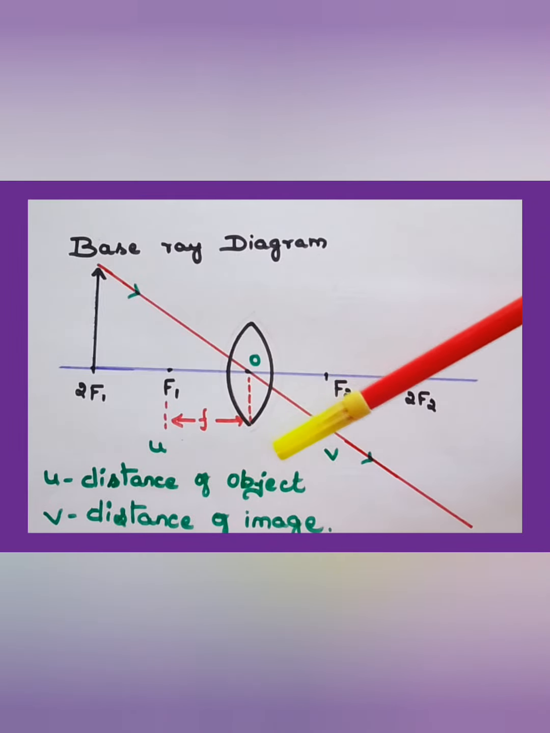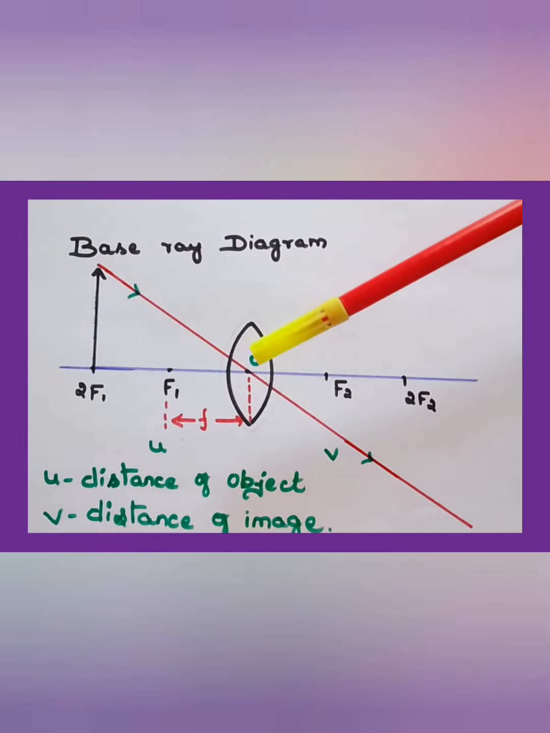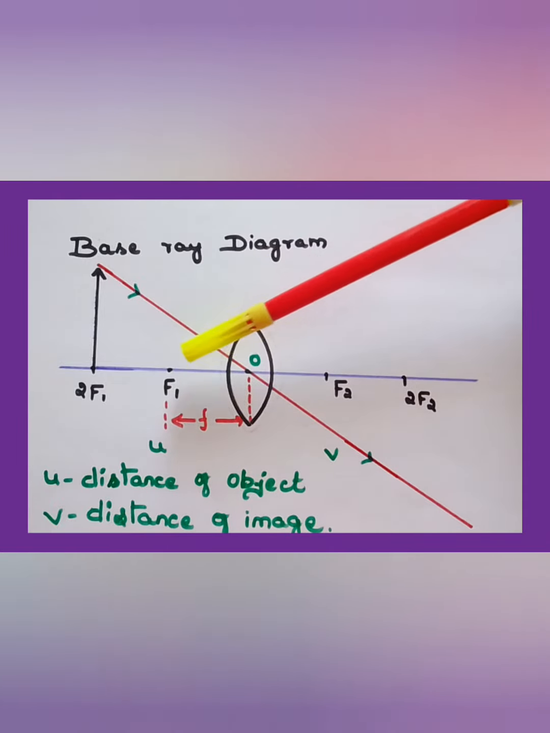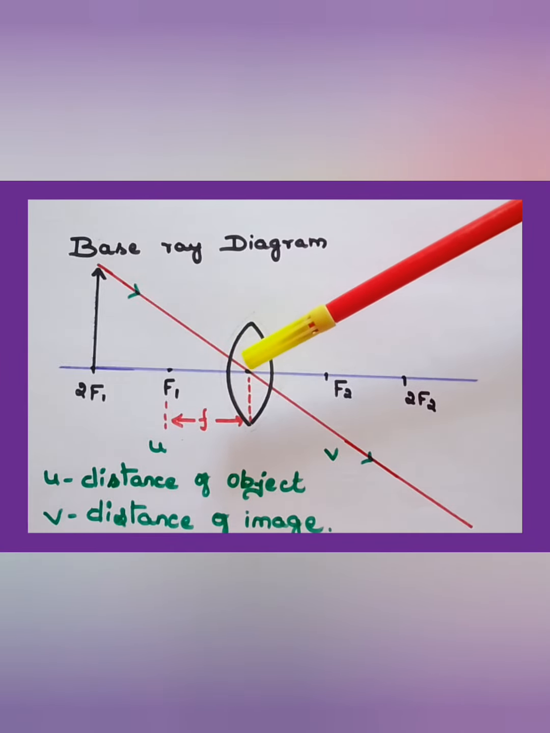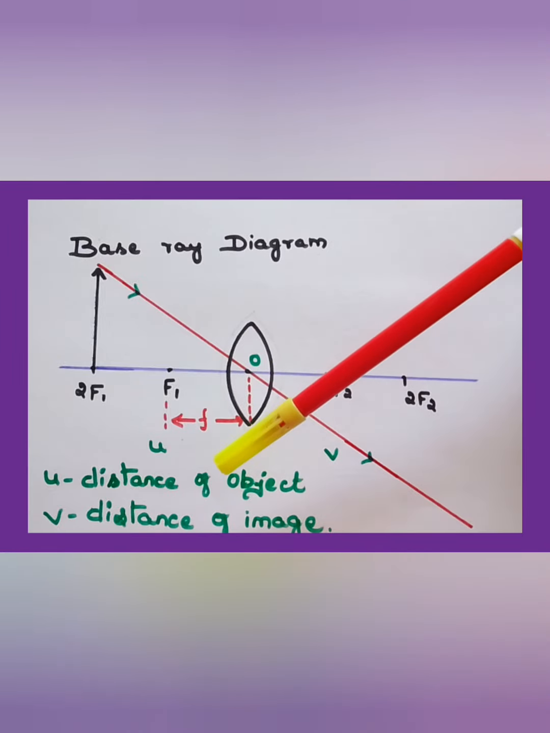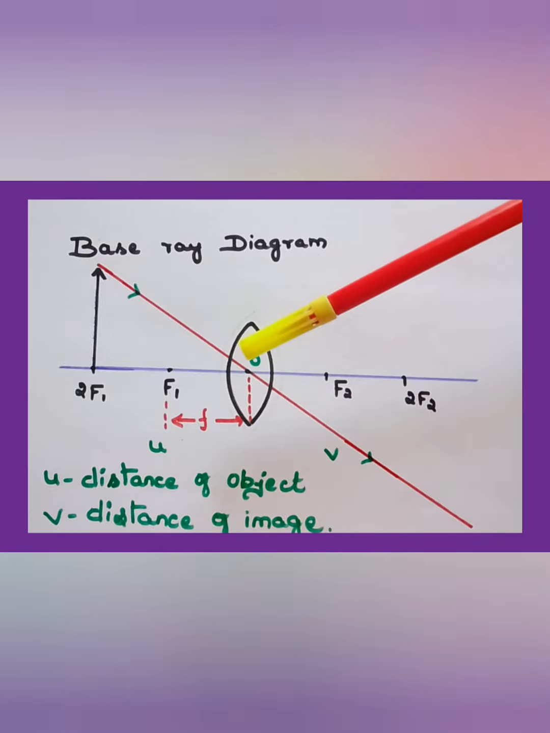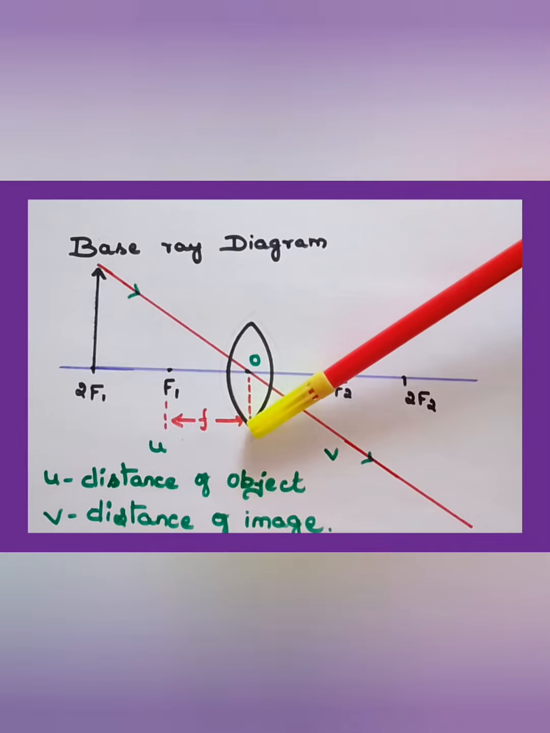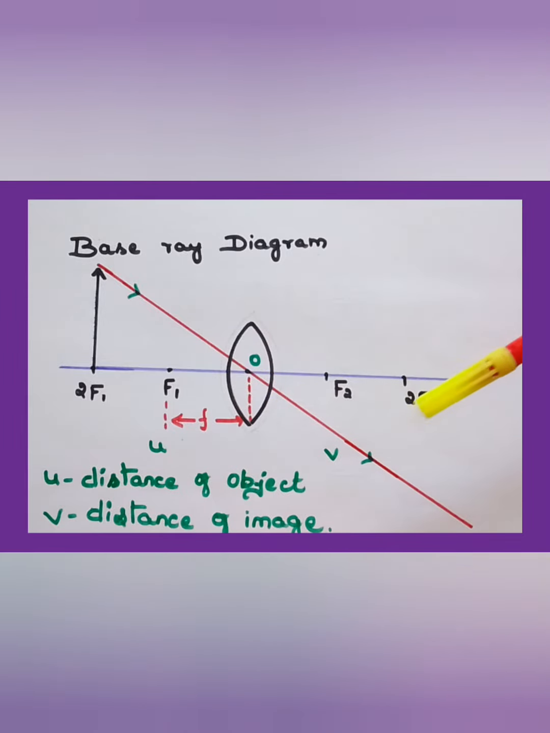And one more point we have to discuss. U is the distance of the object from the optical center where the object is placed. You can place the object at F1, F2, between these two, anywhere. Wherever you place the object, the distance between the optical center and the object is the distance of the object, represented by U. And V is the distance of the image, on the other side, from the optical center till where the image is formed.